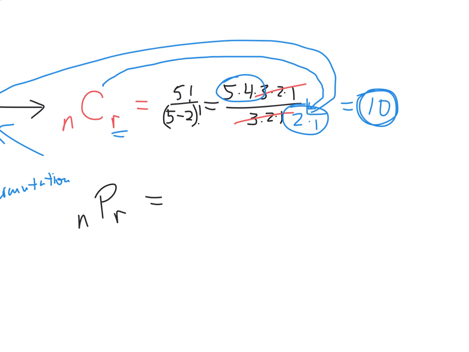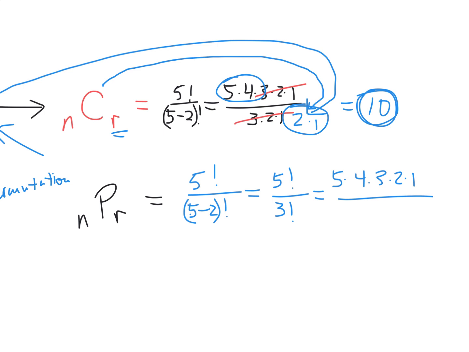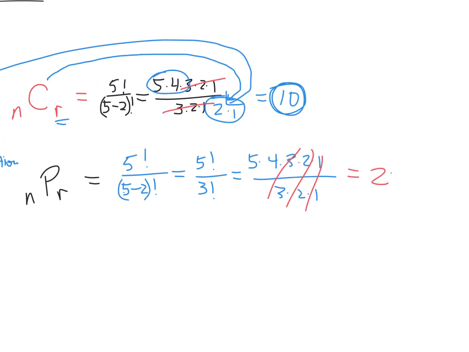Okay, now what if the order matters? The order matters. It's a P problem. Then it's 5 factorial over, it's the same exact thing, except I don't have to forget that other number. There's no other number. It's just those two. So that's really 5 factorial over 3 factorial, which is really 5 times 4 times 3 times 2 times 1 over 3 times 2 times 1. Cancels. Answer is 20. I was doing that before and forgot.